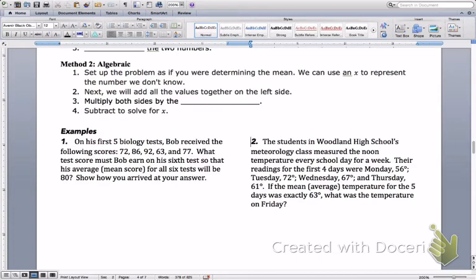So first step is to set up the problem as if you were determining the mean. So again, write it out, but with the letter X to represent the missing number, the one we don't know. Then we're going to add up all those numbers that we do know on the left side. Then we're going to multiply both sides by the denominator. So let's fill that word in right there.